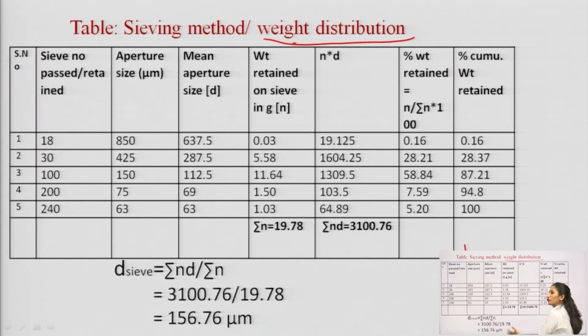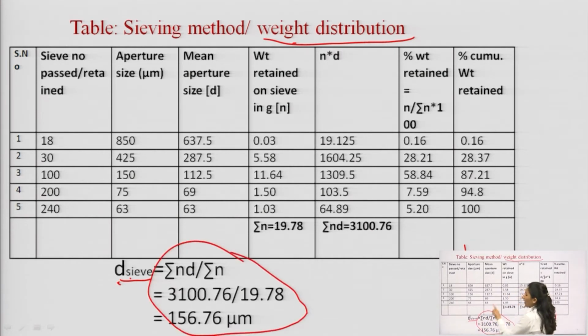This is the tabulation of data in a sieving method or weight distribution. The formula for determining, see here the D sieve, D means diameter, sieve means sieve diameter, because it is the equivalent diameter. The particles are asymmetric in nature, that's why it's not an exact diameter, it's the equivalent diameter. Which equivalent diameter? Sieve diameter. So the formula to calculate D sieve, the sieve diameter, is sigma nd upon sigma n. And how will you determine sigma nd and sigma n? n is known as the frequency.